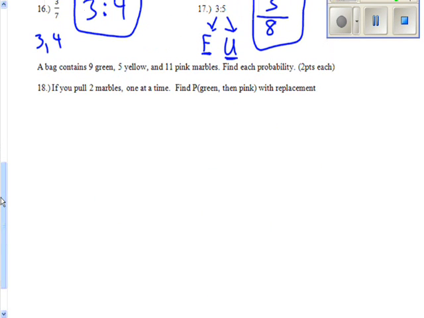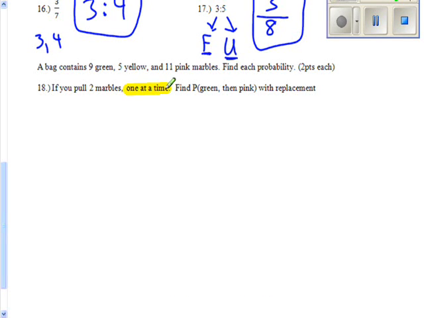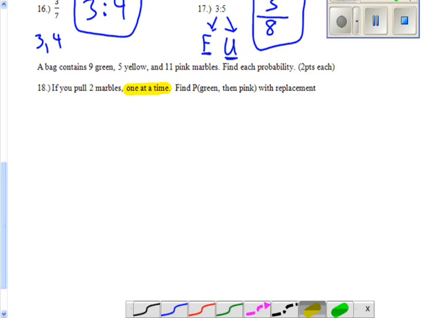If I look at this next one, it says a bag contains 9 green, 5 yellow, and 11 pink marbles. Find each probability. So number 18, if you pull 2 marbles, 1 at a time, and that is important, okay? That thing right there, 1 at a time. Saying that it's 1 at a time tells us that this is simple probabilities, okay? So I don't need to use any combinations or permutations or any of that stuff. Simple probability, 1 at a time.